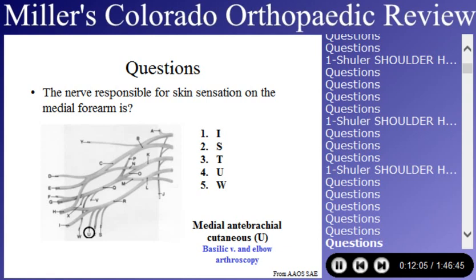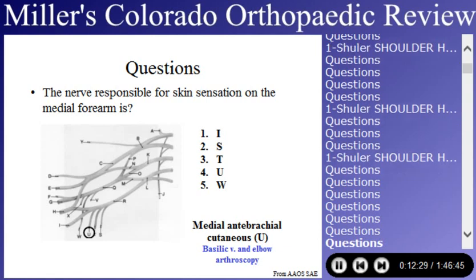The nerve responsible for skin sensation on the medial forearm, don't forget anatomic position, is this way. Medial forearm is right here. Okay. Medial forearm is which one? They'll actually ask you to pick which one nerve it is. Which one out of the bunch? Medial antebrachial cutaneous was the most distal one. Basilic vein, we already mentioned it runs with, and it's then at risk of elbow arthroscopy portal placement.